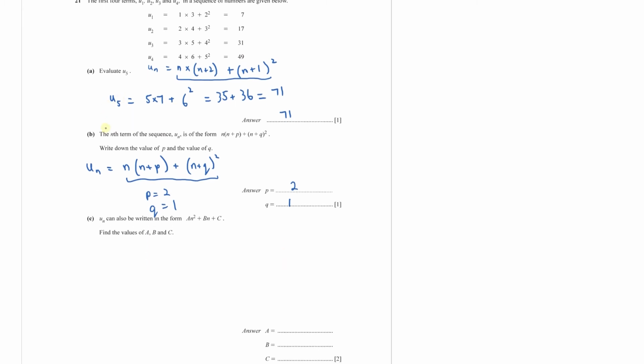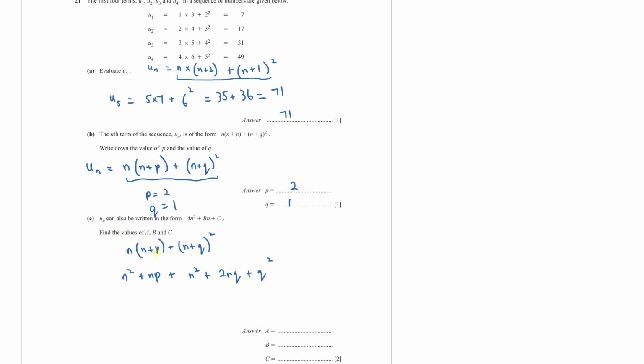So part C is: un can also be written in the form of an squared plus bn plus c. Find the values of a, b, and c. Now if you expand this expression here, you can convert it into this form and then find the values of a, b, and c. So if you look at this, n into n plus p plus n plus q whole square. If I open up the bracket, this becomes n squared plus np plus n squared plus 2nq plus q squared.